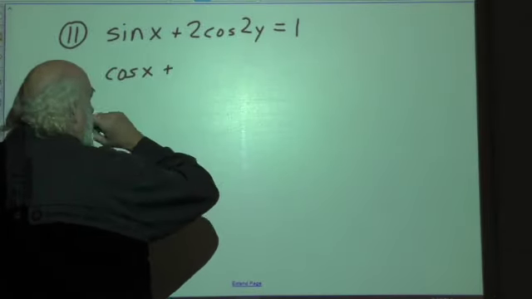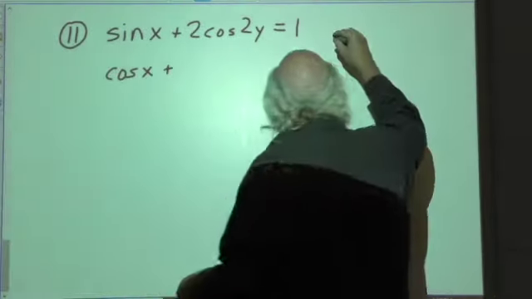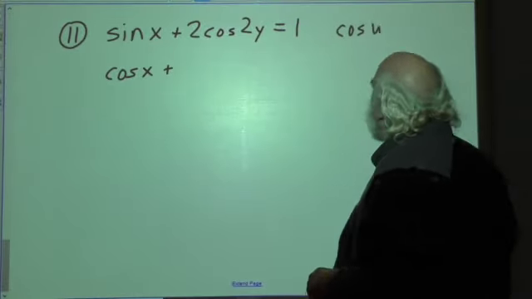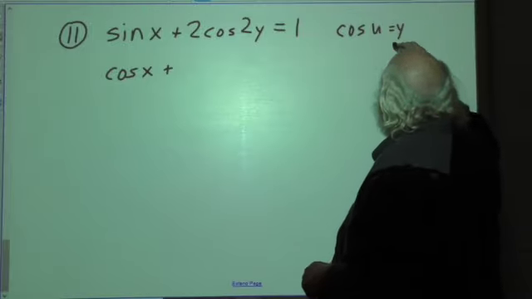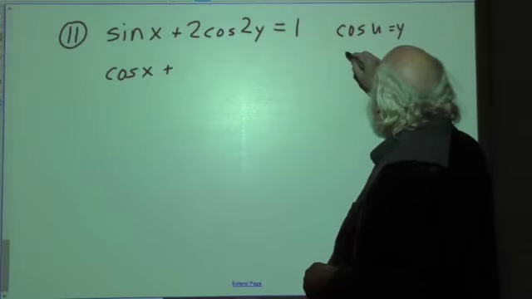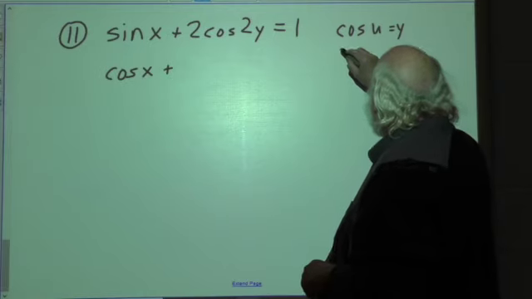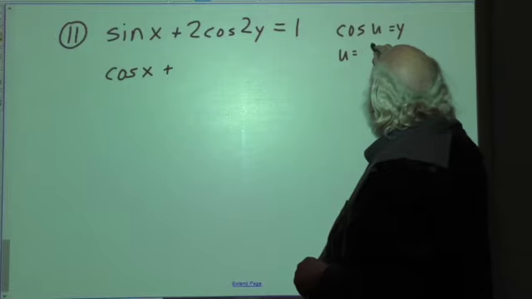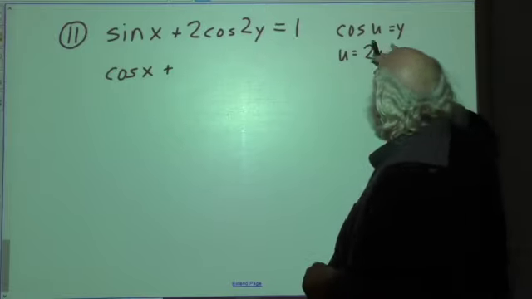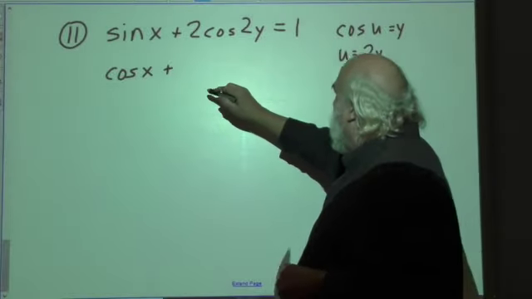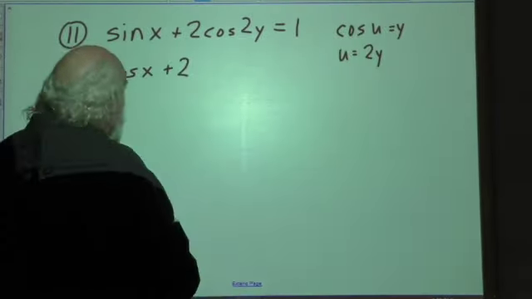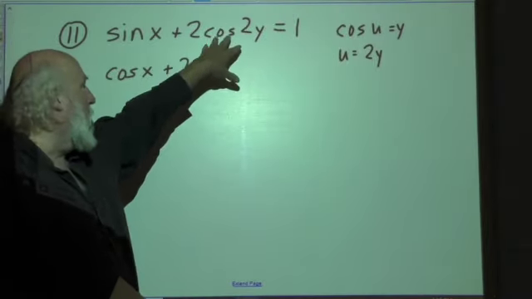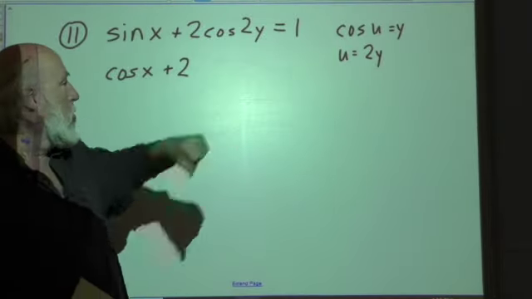Plus, now, we're going to say that we're going to have cosine of u is y, and then we're going to say that u is 2y. So we're taking this out, making that u, that makes this cosine u, and we're going to put the 2 in front because this 2 is a number multiplying this. So we're just focusing on the chain rule here.